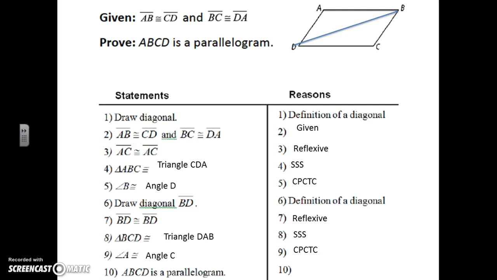Now, I have that opposite angles are congruent in this parallelogram. Therefore, ABCD is a parallelogram because both pairs of opposite angles are congruent.